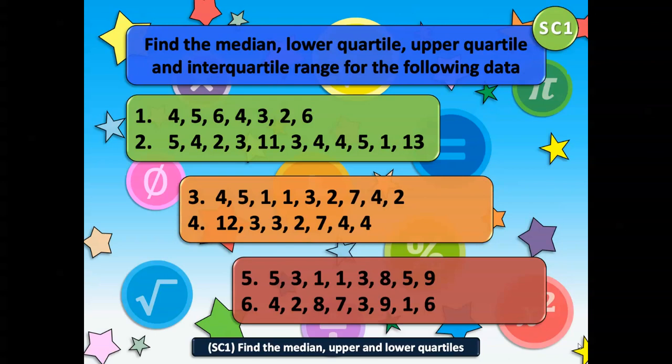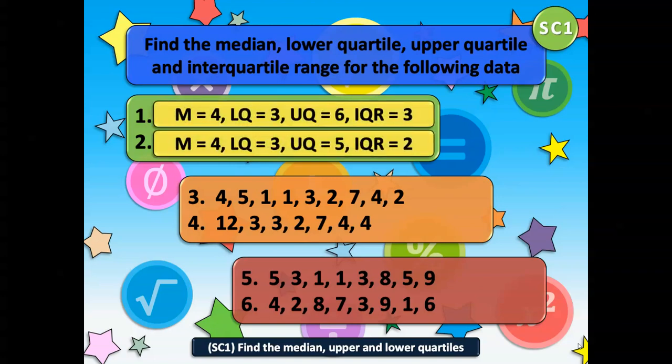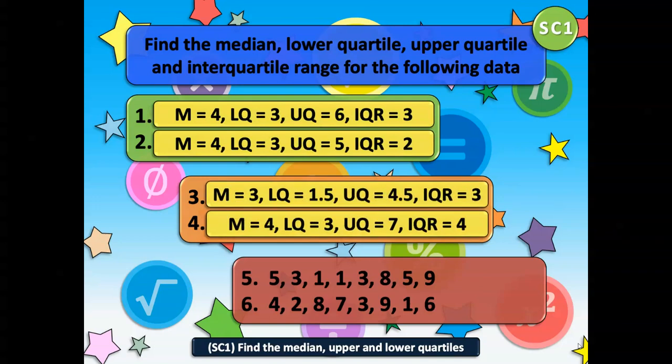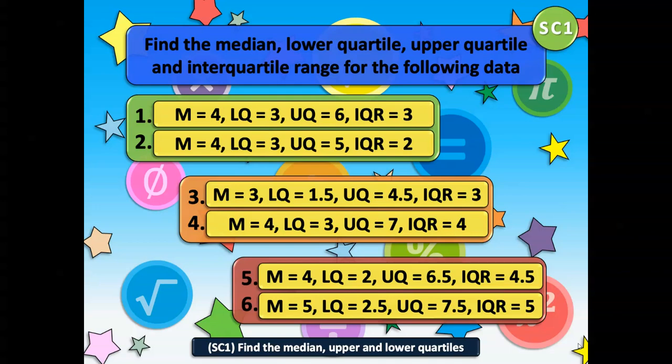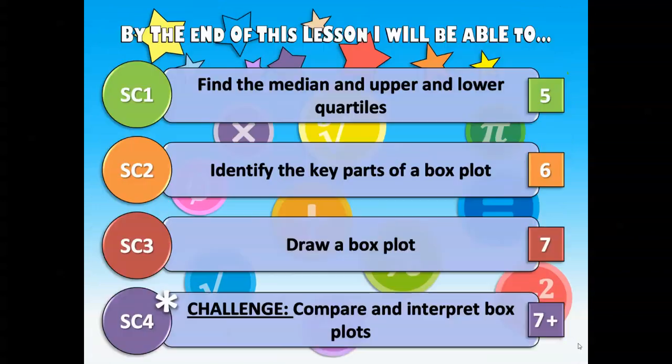Here are some questions for you to have a go at. Pause the video, and when you're ready to mark your work, press play. Here are your answers. So there's your green answers, there's your amber answers, and there's your red answers. And now we've completed success criteria 1.